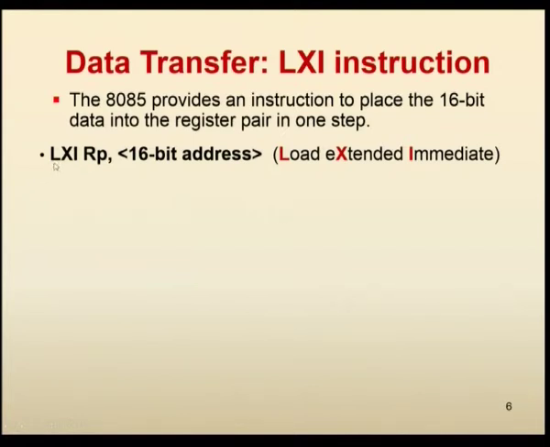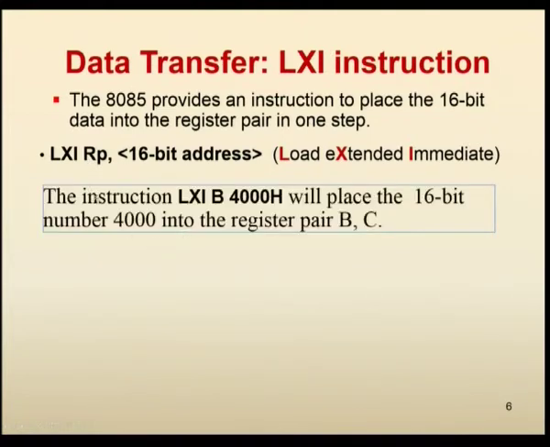Now the explanation for LXI. L means load, X means extended, and I means immediate. The immediate 16 bit number following this instruction will be loaded into the register pair. Extended means 8 bit is extended to 16. You have to mention the name of the register pair. The register pair can be HL or BC or DE. HL means we put H only, BC means we put B only, and DE means we put D only. For example, this is one example: LXI B 400H.